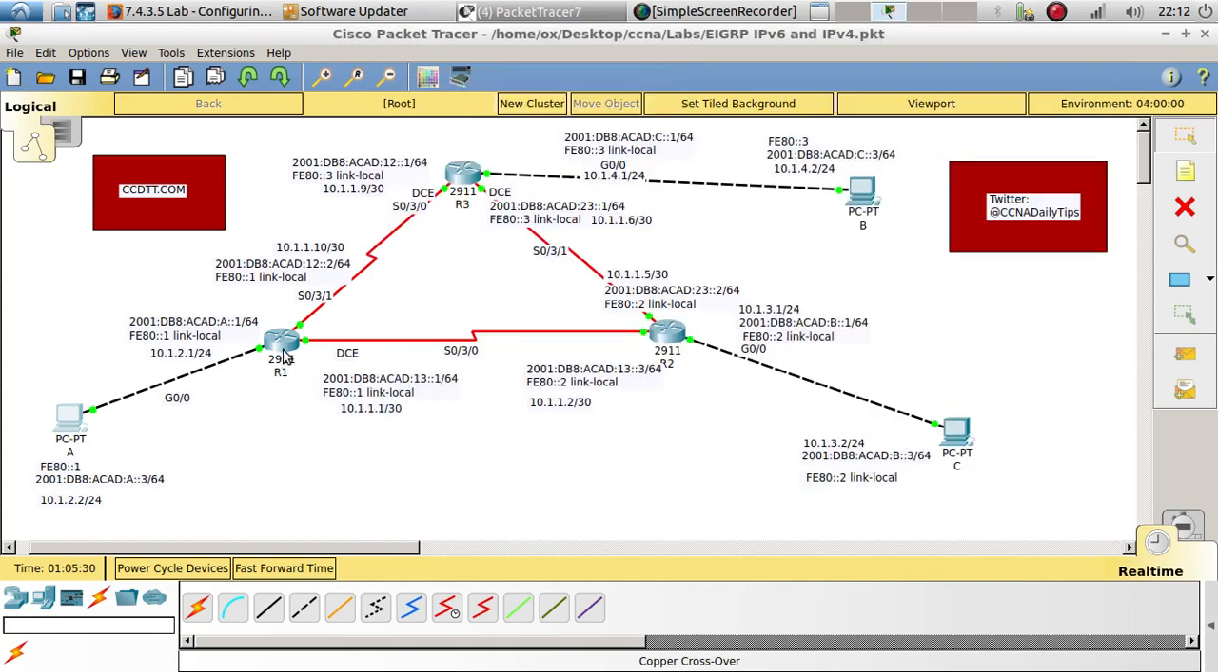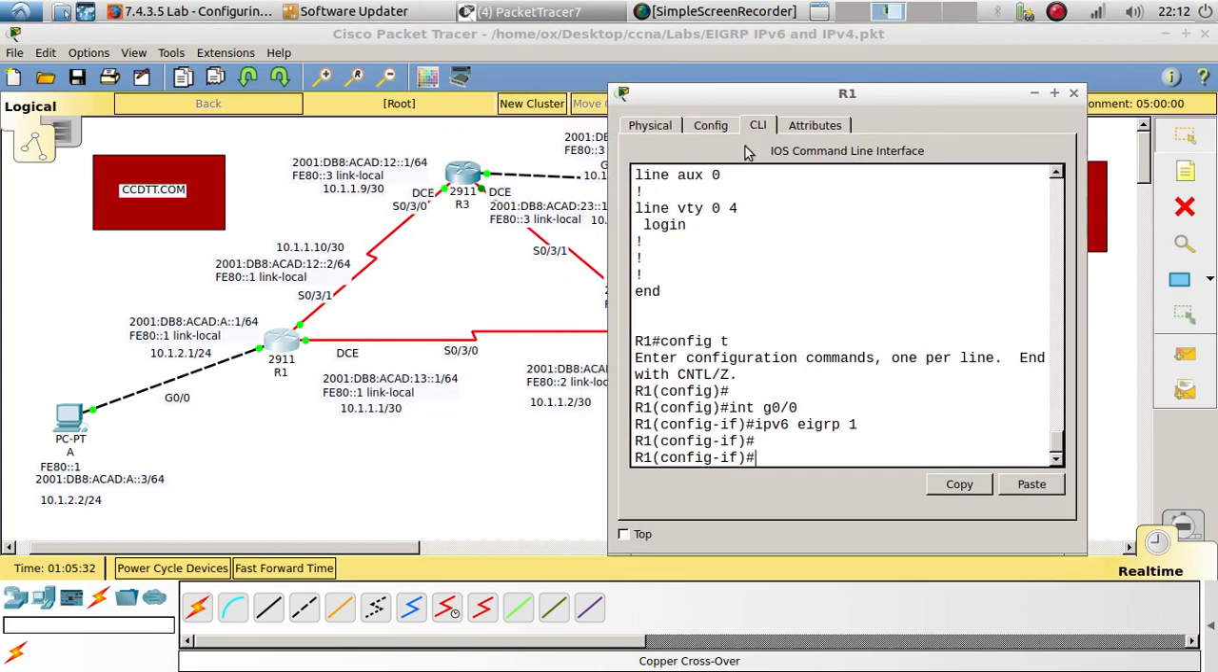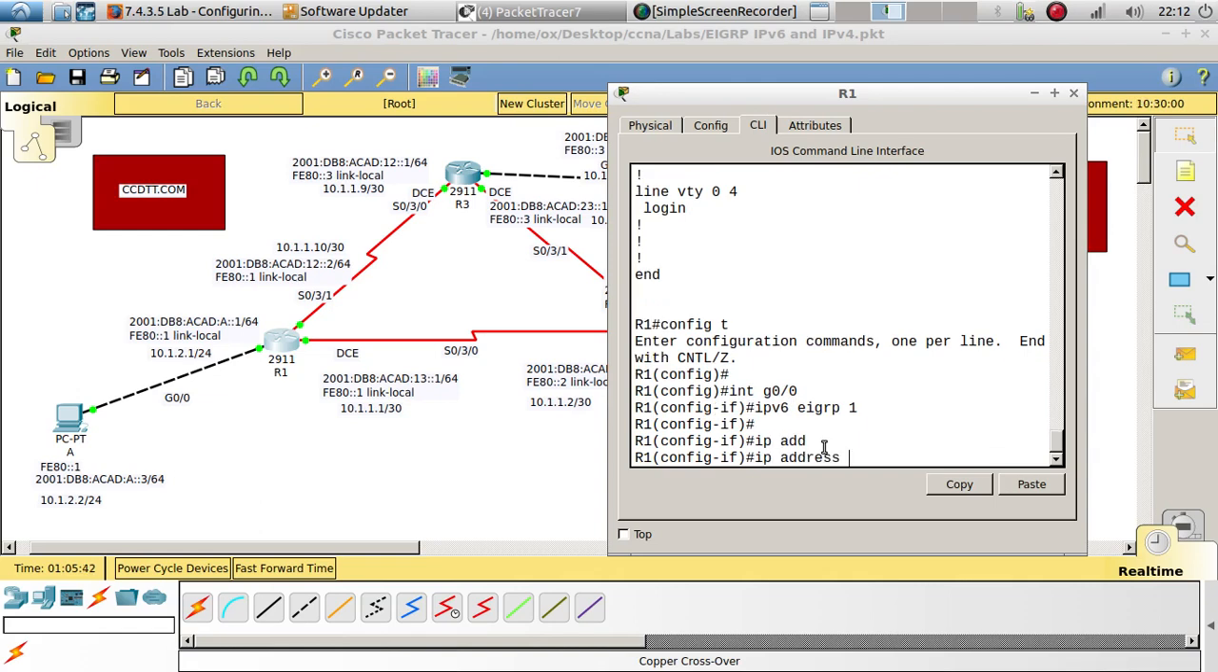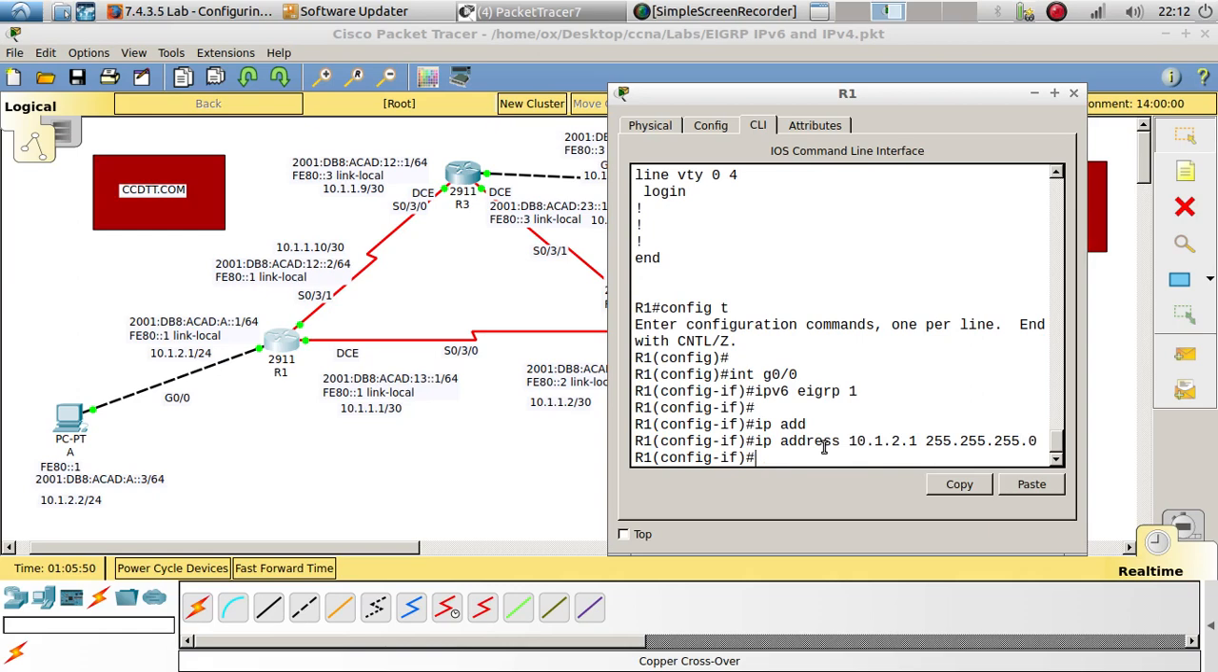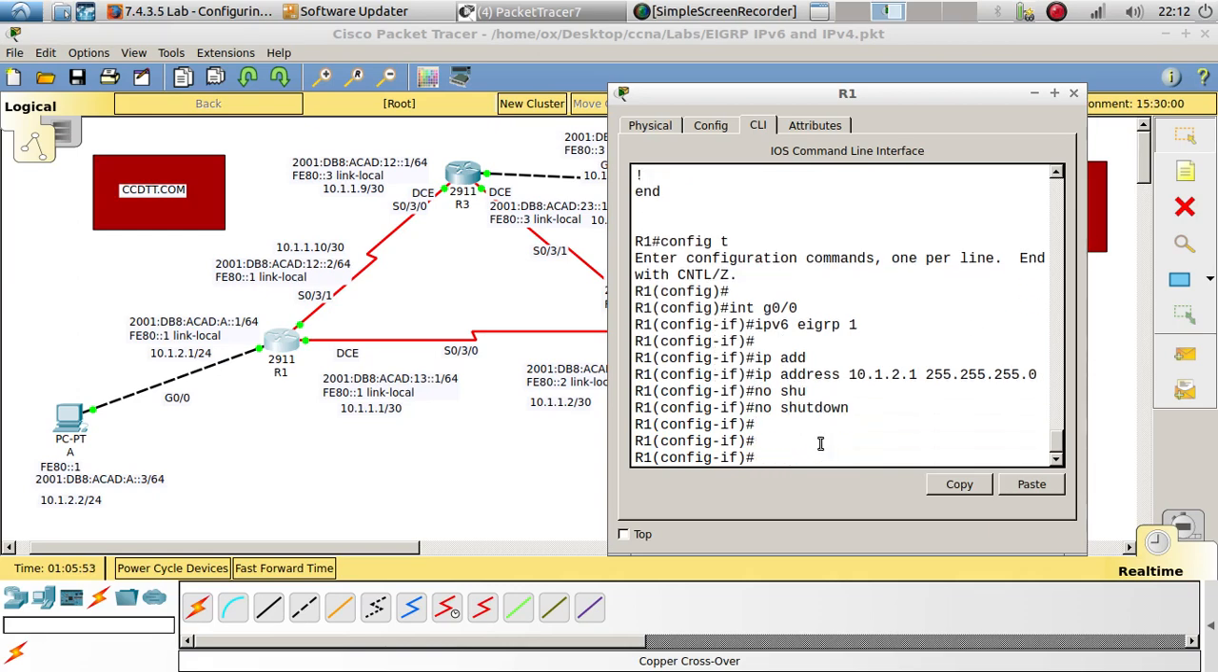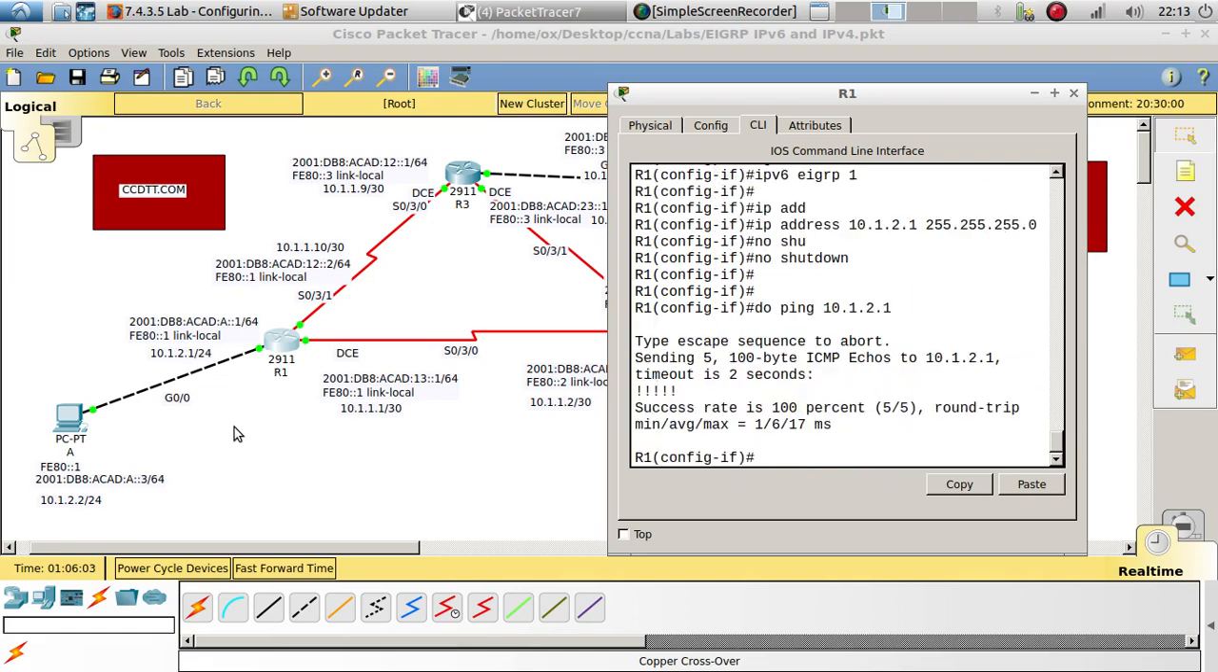So now let's go ahead and configure IPv4. All right, so let's stay on this interface gigabit 0/0. Let's configure an IP address, which is IPv4, and let's do a 10.1.2.1/24. Right, now no shutdown, which is this one over here, and now we should be able to do a ping. We should be able to ping computer A, which is 10.1.2.1. There we go, and then I'm able to ping that.